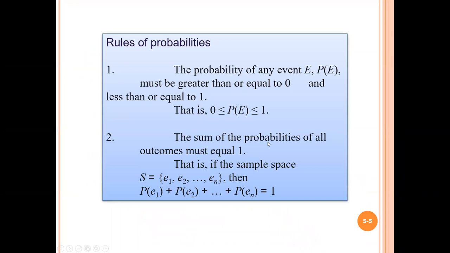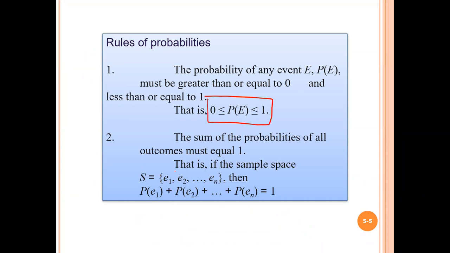All right, so you can see the rules here. The probability of any event, we denote P(E), must be greater than or equal to 0 and less than or equal to 1. So kind of just going back to what I had there. Probabilities are always going to be bounded between 0 and 1 inclusive. And the sum of the probabilities of all outcomes must be equal to 1, okay?